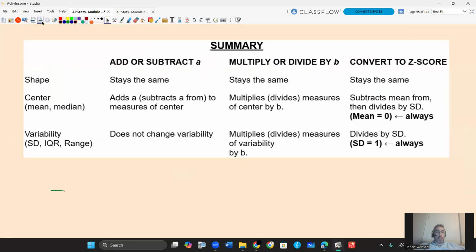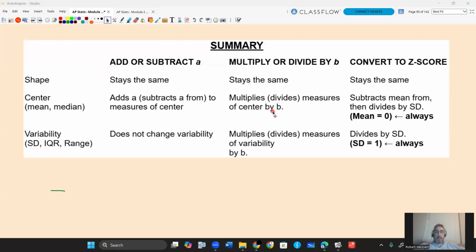So let's summarize that real quick. For adding or subtracting, the shape will always be the same. We add or subtract to the mean. We do not do anything with the variability. It's going to be the same. So if it's standard deviation, IQR, range, the variability would be the same. Don't mess with that. When I multiply or divide, the shape will still stay the same.